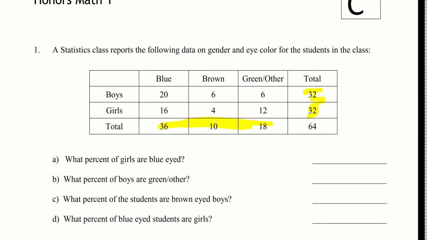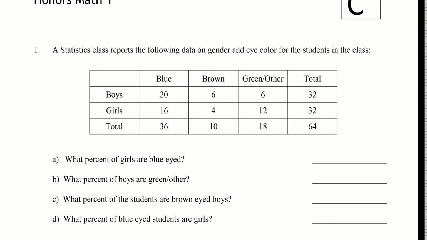And I can tell from this that this class had 64 students in it. If I was to add the boys and the girls up, 32 plus 32 is 64. That sums correctly. And then blue eyes, 36 plus 10 would be 46, and then 46 plus 18 would be 64. That adds up as well.